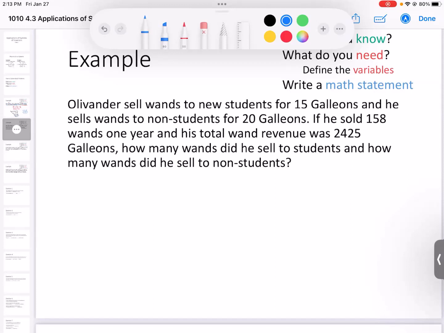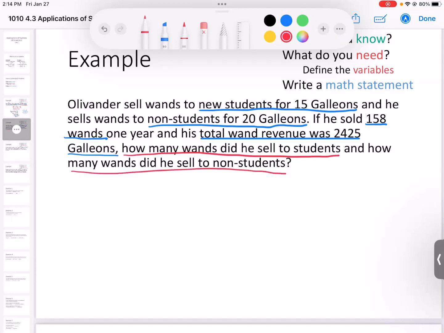So now that I kind of understand the context of the problem, I'm going to go through and underline all the stuff that I know. So I know that new students can buy their wands for 15 galleons. I know non-students can buy them for 20 galleons. And I know that he sold 158 wands and his total wand revenue for selling those was 2,425 galleons. And then the question that I'm asked is how many wands did he sell to students and how many wands did he sell to non-students?